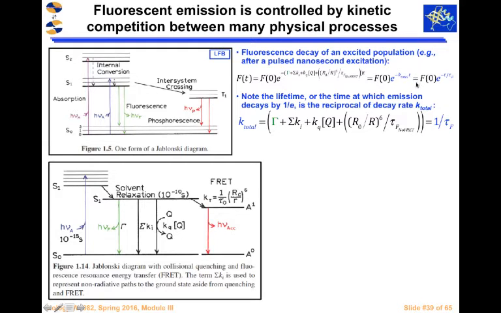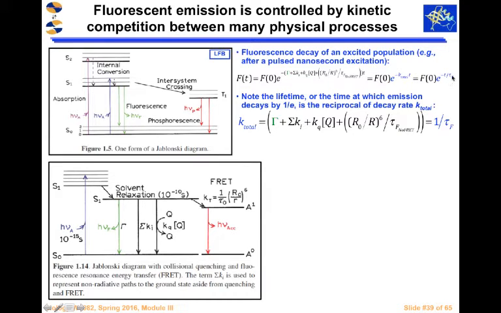The lifetime of a process is defined as the point at which a population goes down to 1 over E of its initial value. So in this case, the fluorescence lifetime will be given by the time it takes the excited state population to decay to 1 over E of its initial value, right? However many fluorophores are in the excited state, the lifetime will be the time it takes until there is only 1 over E of that number left in the excited state, right?